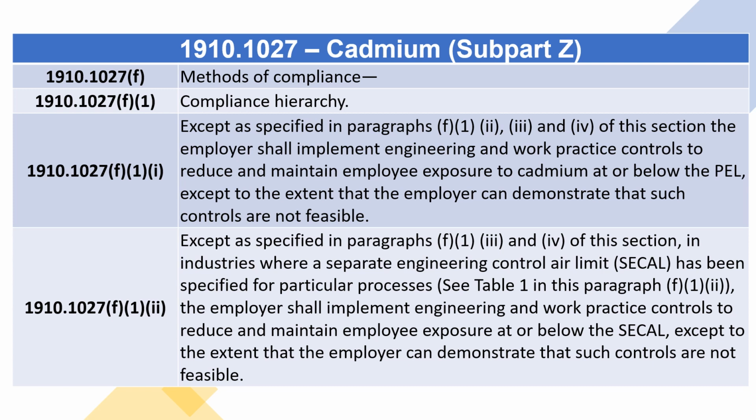1910.1027(f)(1)(ii) Except as specified in paragraphs (f)(1)(iii) and (iv) of this section, in industries where a separate engineering control air limit (SECAL) has been specified for particular processes, see Table 1 in this paragraph (f)(1)(ii), the employer shall implement engineering and work practice controls to reduce and maintain employee exposure at or below the SECAL, except to the extent that the employer can demonstrate that such controls are not feasible.